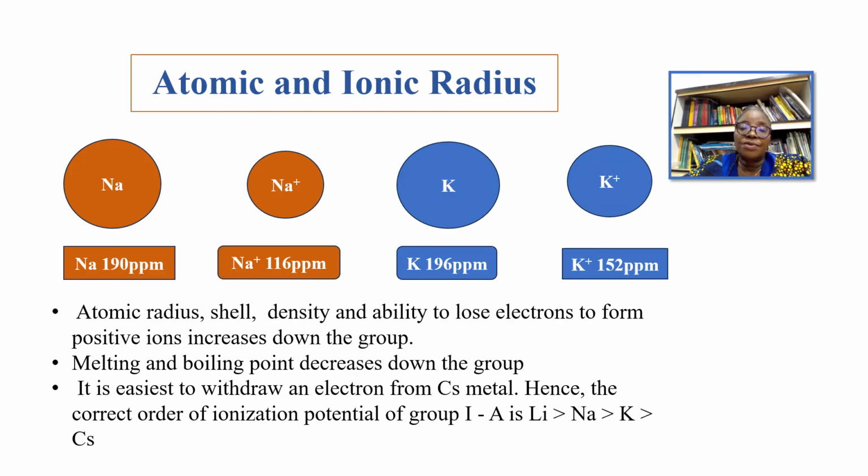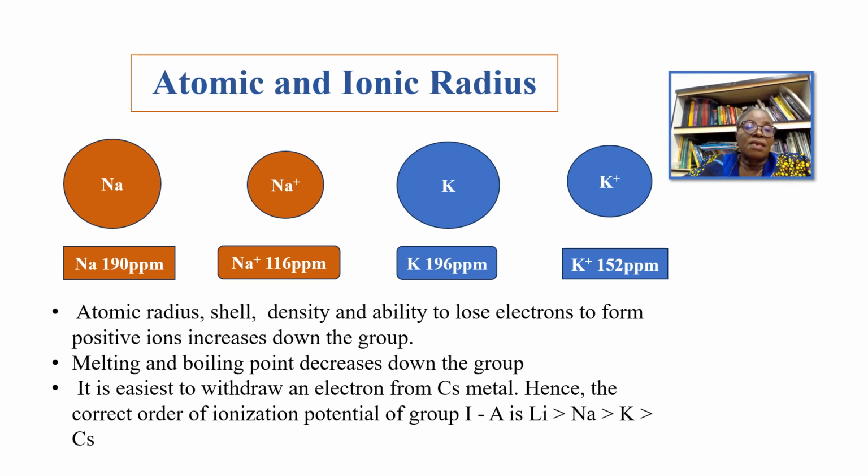Atomic and ionic radius. The atomic radius is the distance between the nucleus and the electron in the outermost shell of the atom, while the ionic radius is the distance between the nucleus and the electron in the outermost shell of the ion.